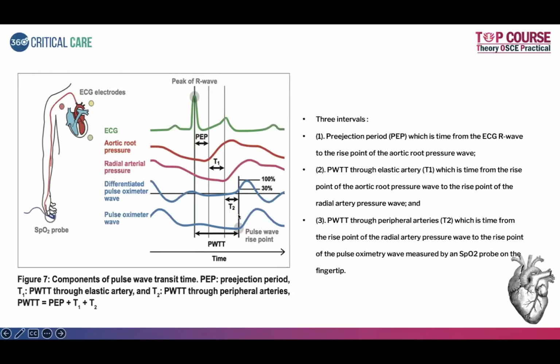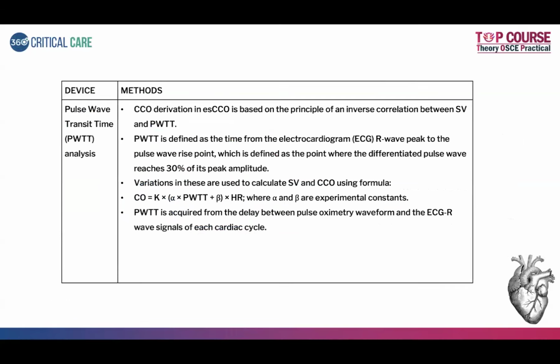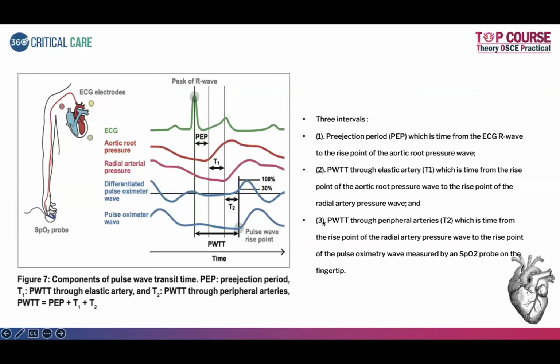So we are gradually going from aorta to the radial artery to the peripheral pulse oximetry wave, where we are measuring the transit times from the R wave to the periphery. So variations in these values can be used to calculate the stroke volume and the cardiac output using the formula. So that's all about the pulse wave transit time.